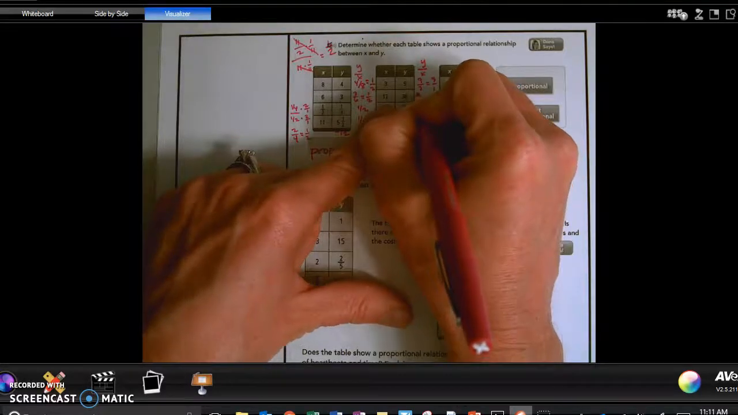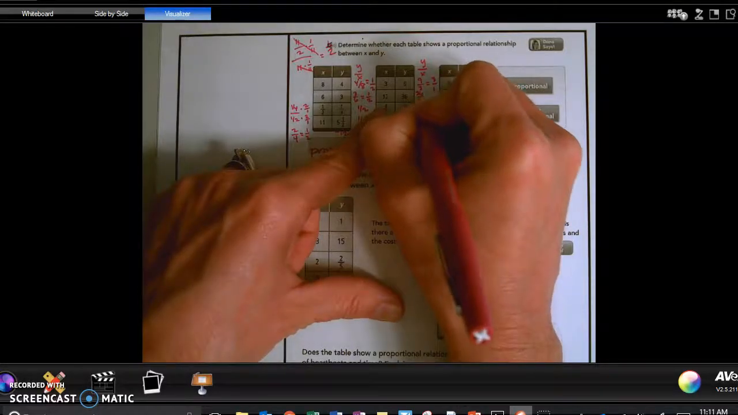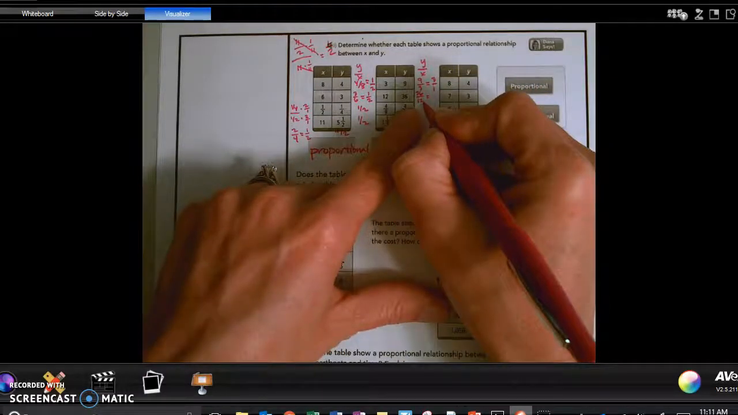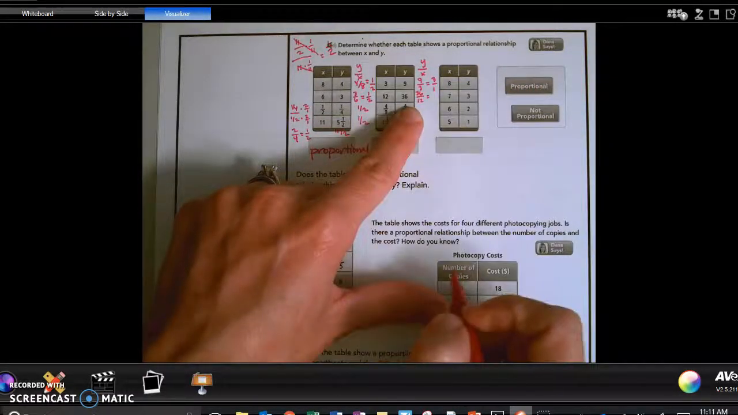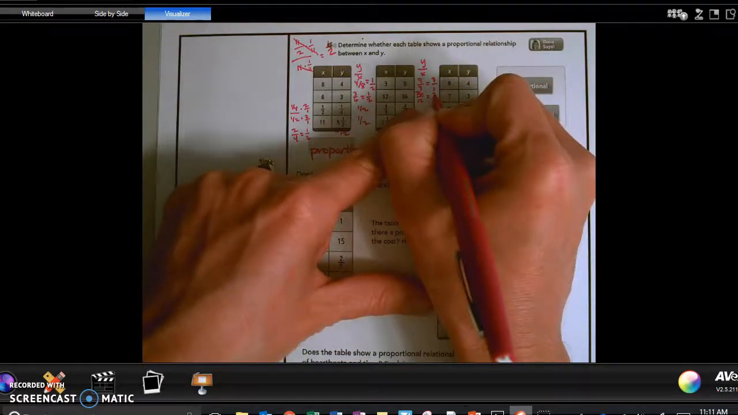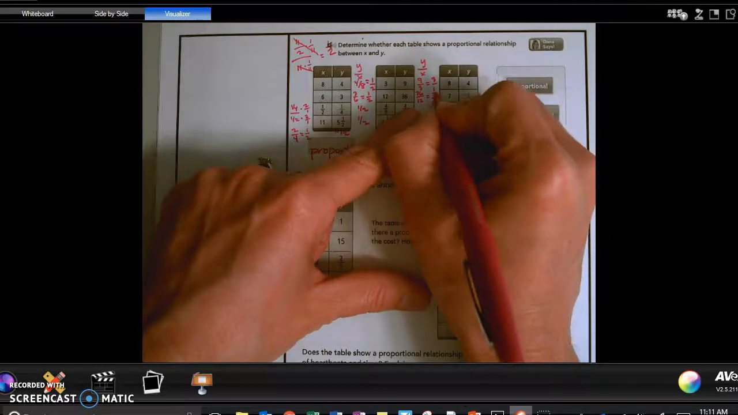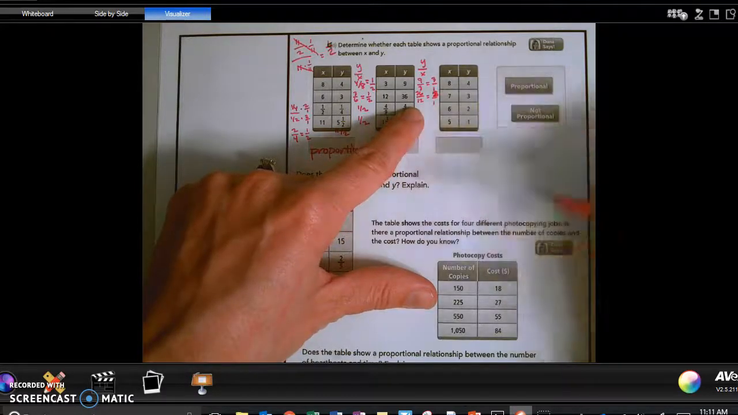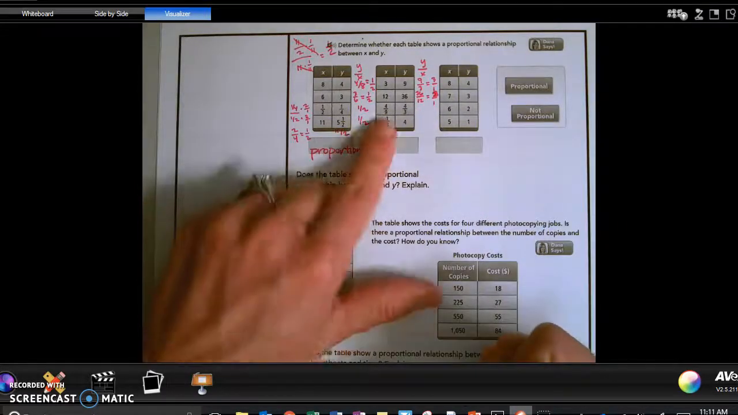Ratio of y to x would be 36 over 12. If I reduce to lowest terms, 12 is the greatest common factor of 12 and 36. 36 divided by 12 is 3. 12 divided by 12 is 1. So far, both rows have a 3 to 1 ratio, so we're proportional so far.